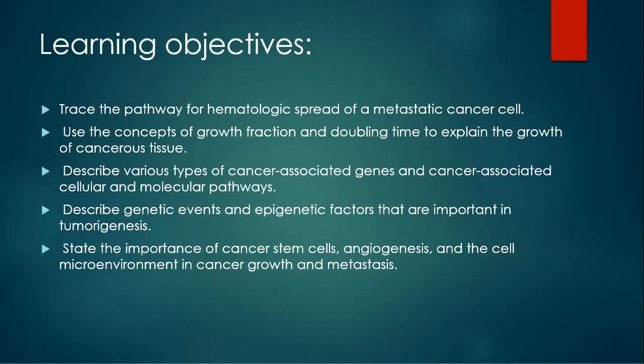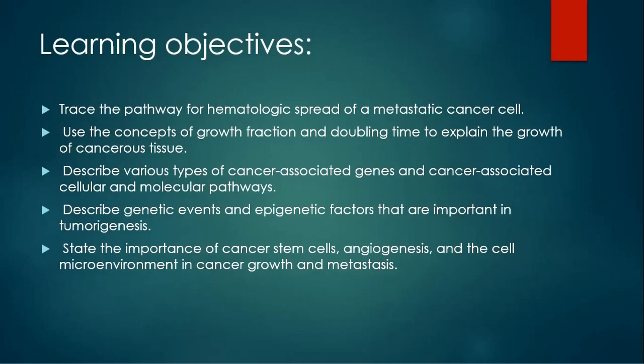So the learning objectives of today's lecture are, at the end of this lecture, you will be able to trace the pathways for hematological spread of a metastatic cancer cell. You'll be able to use the concepts of growth fraction and doubling time to explain the growth of the cancerous tissue. You'll be able to describe various types of cancer-associated genes and cancer-associated cellular and molecular pathways.